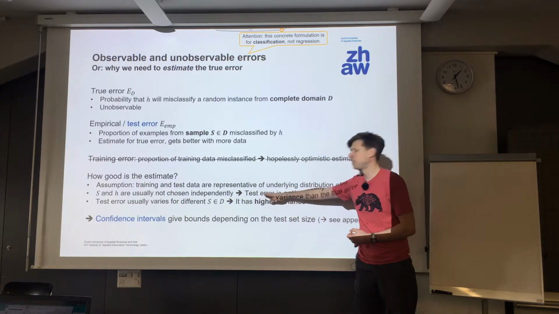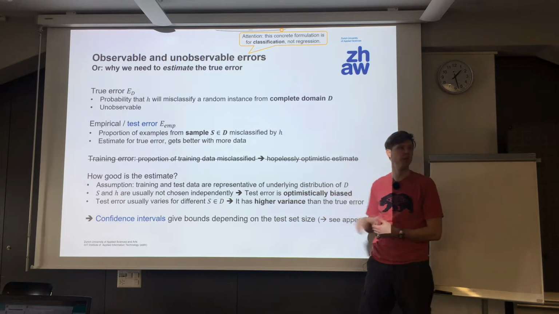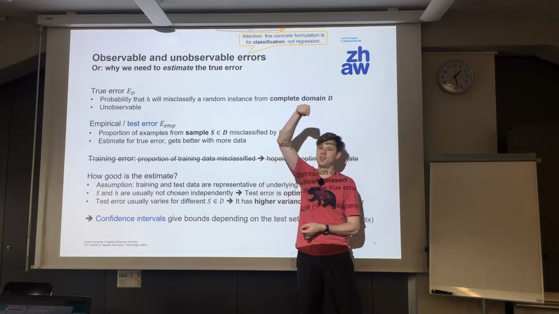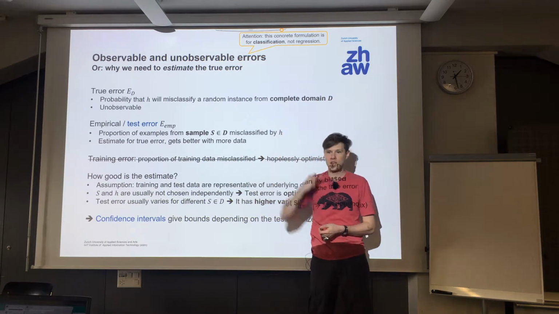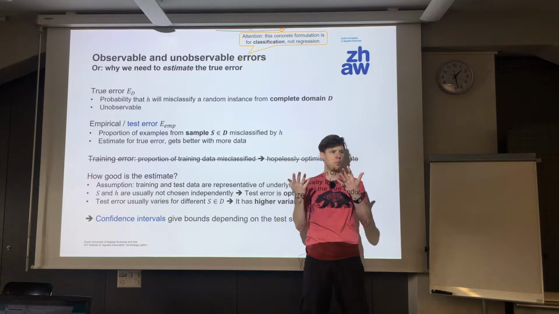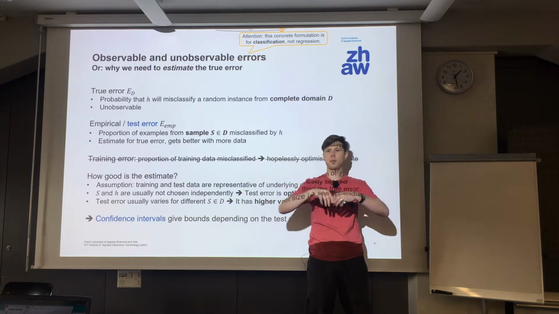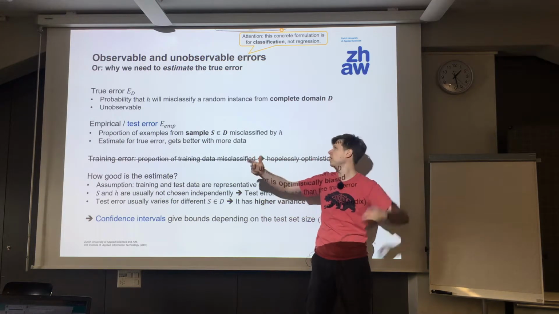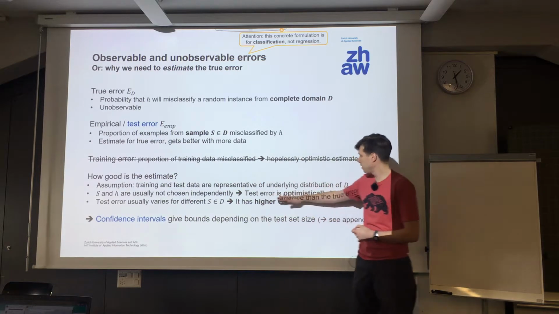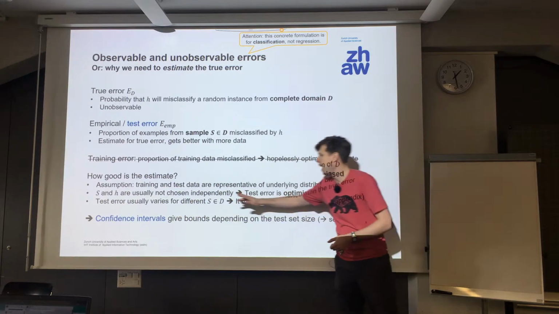That means the test error is optimistically biased. We should assume that the true error is higher than our test error. Why? Because the test error has more resemblance with the training data than with any new data chosen from the distribution. So, test error is optimistically biased.